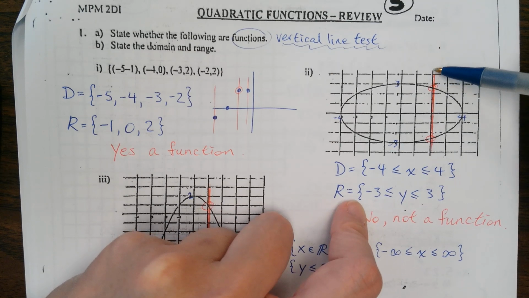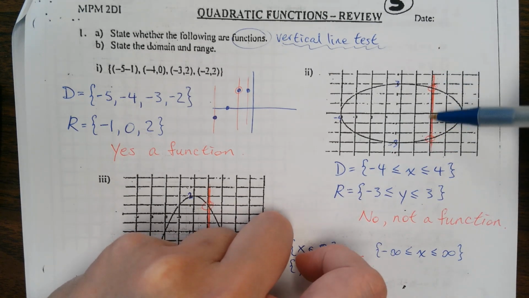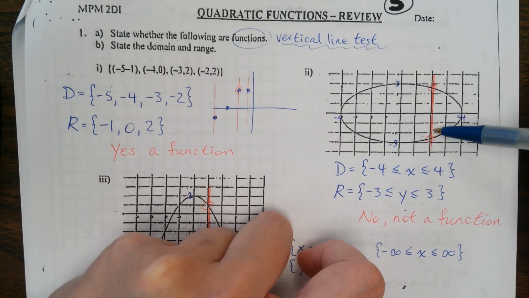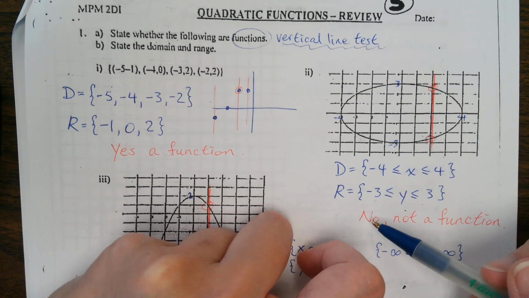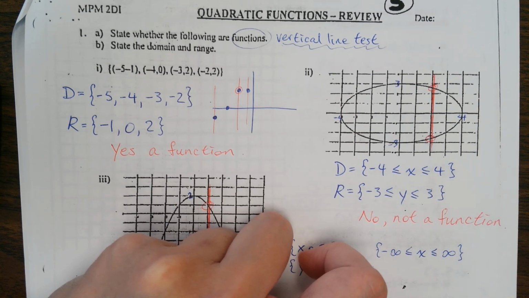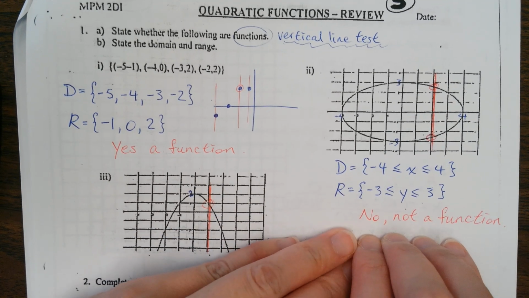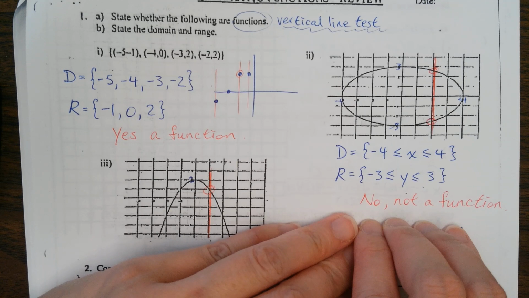Okay? So now vertical line test. I draw a vertical line down. It goes through 2 points on my graph. And so therefore, it's not a function. Okay? All right.